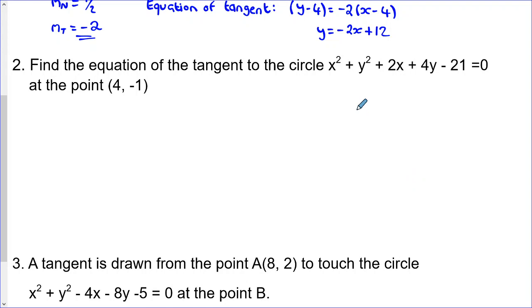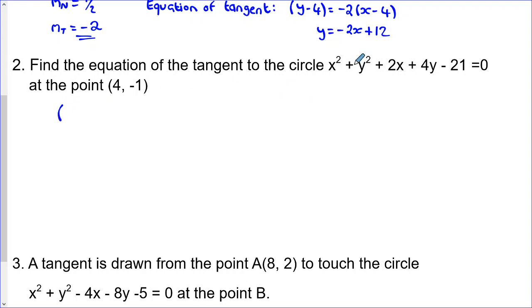Okay, number 2 is similar. It doesn't ask us to verify this on the circle, so we're just assuming that it is. We're finding the equation of the tangent to this circle at this point. So we need to follow the same procedure. We need to find the centre, but in order to do that, we need this in the bracketed form. So I'm going to have to start by completing the square.